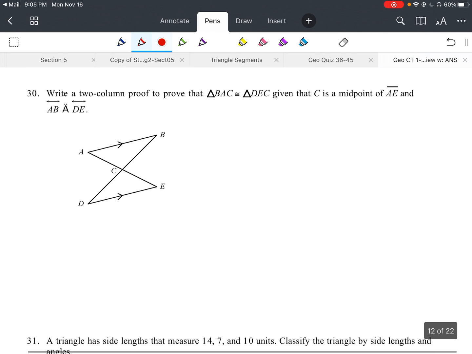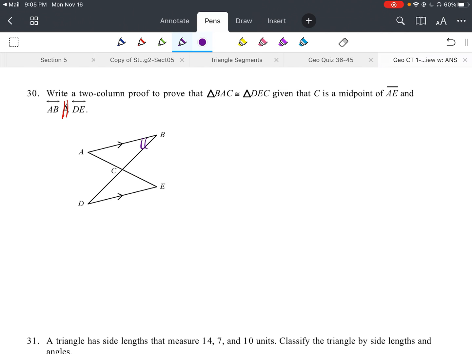We're getting there. Okay, this is a funny sign that comes up there, but they meant to say parallel. If you ever see that, that's what they're talking about. Write a 2-column proof. I will not write a 2-column proof. I'll just talk through it real quick just so we get a good basis of that.